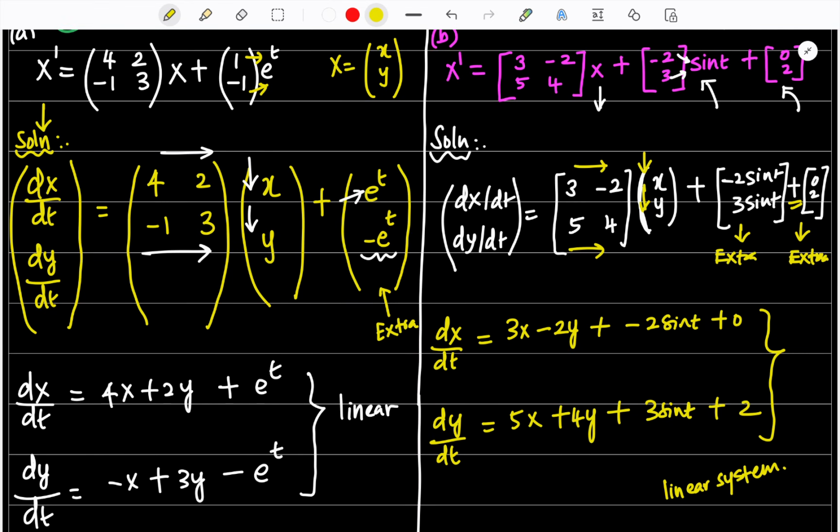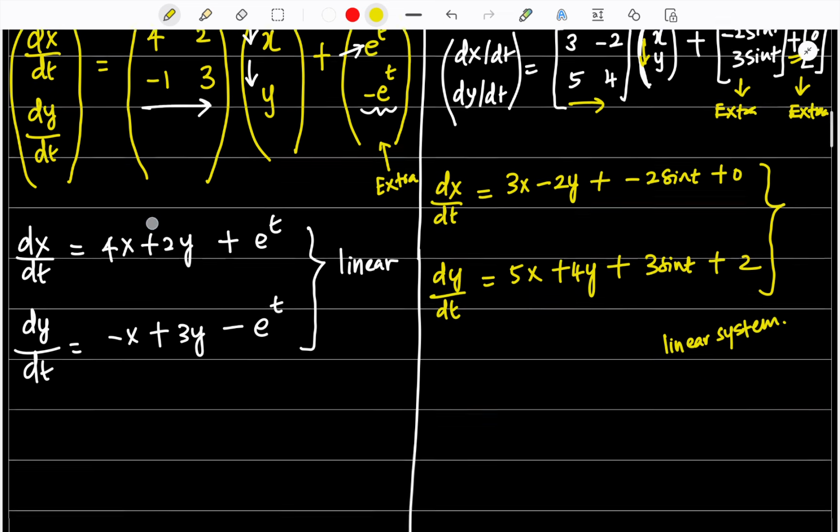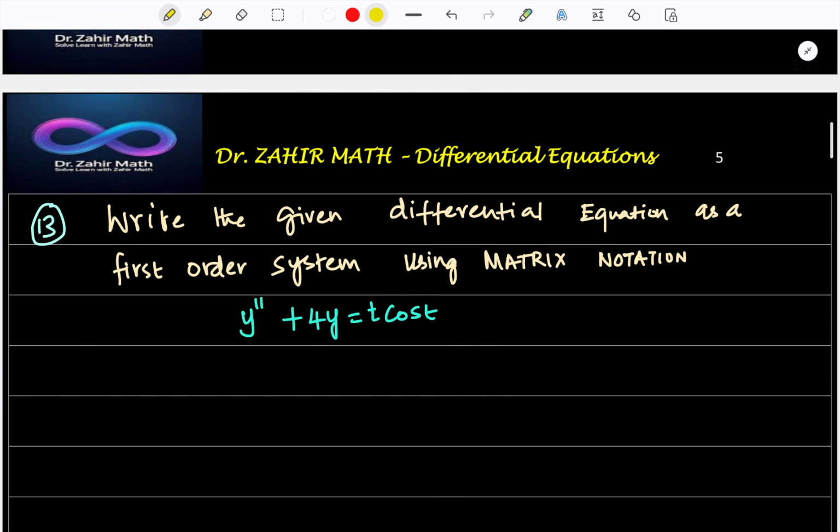So now there are two sets. In total, I said there are 5 things you need to remember in part 10 of this video. The first one is linear system of equations to matrices. The second thing is matrices to linear system of equations. Clear, all of you? Now the next thing we are going for is the third part. The third part is: write the given differential equation as a first order system using matrix notation.